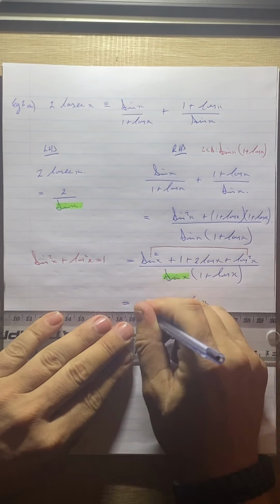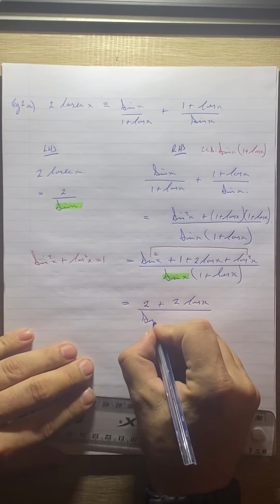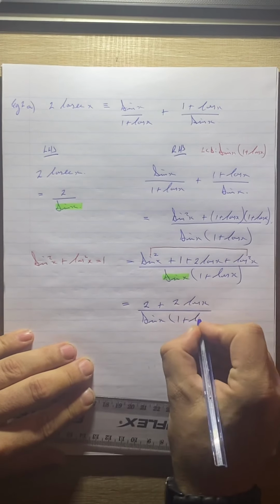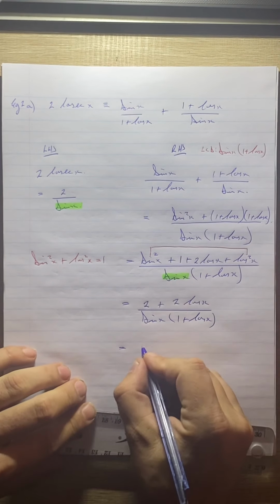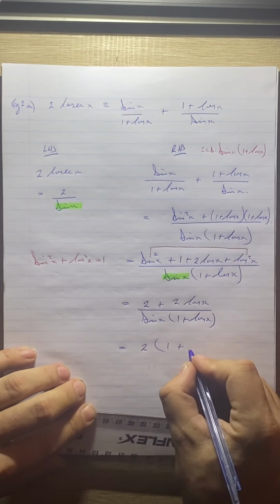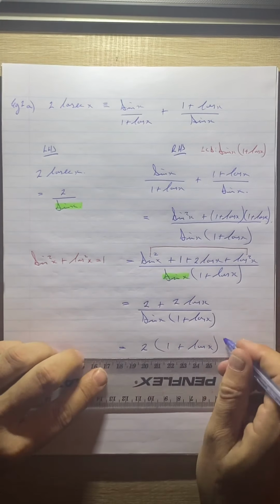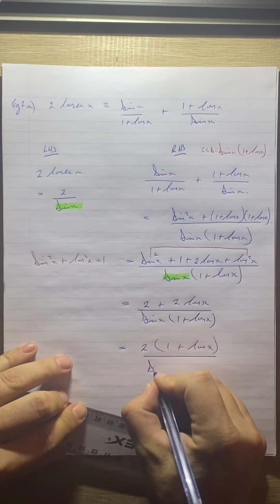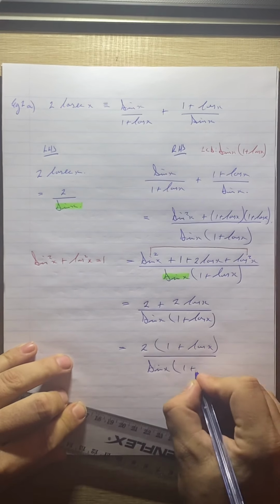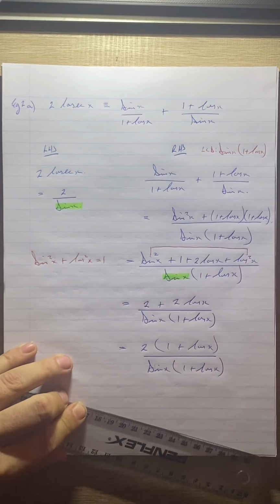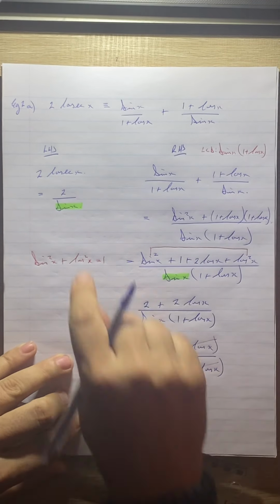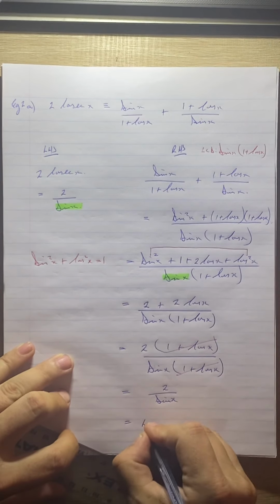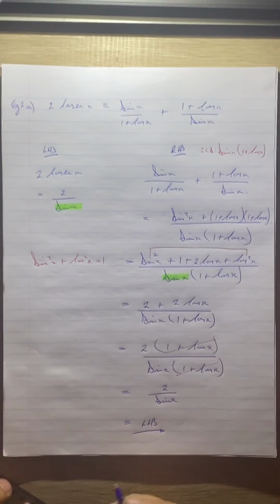All over sin x times 1 plus cos x. Now, up at the top, I can take out a common factor of 2, and I'm left with 1 plus cos x, all over sin x times 1 plus cos x. These will cancel, and we're left with 2 over sin x, which is our left-hand side. So this is equal to our left-hand side, and we have proved that identity.